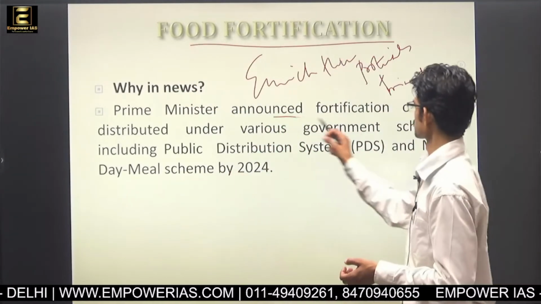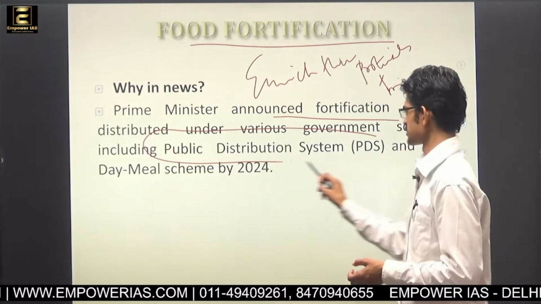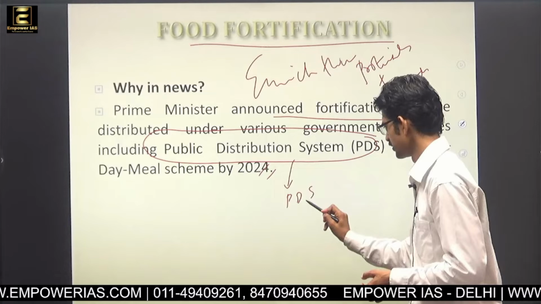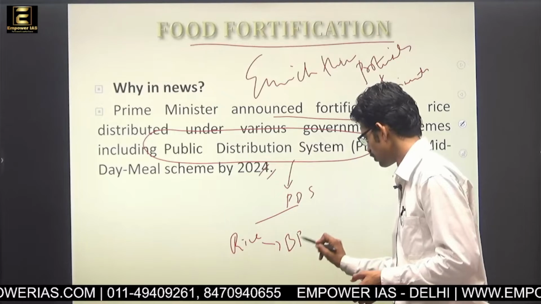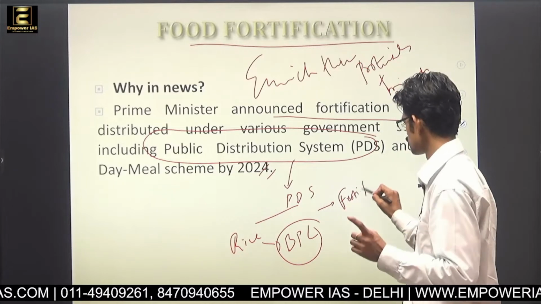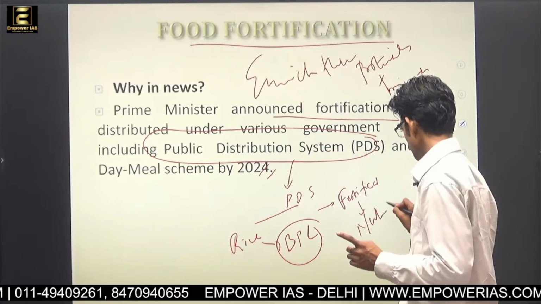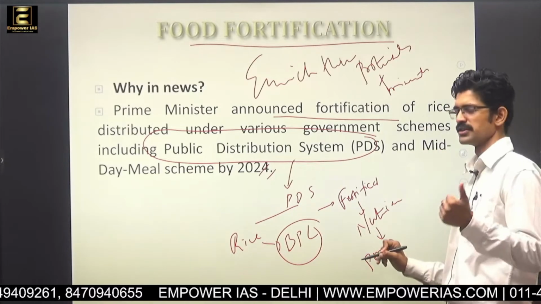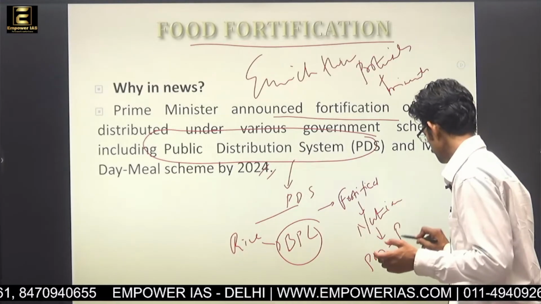So the Prime Minister announced that rice distributed under various government and PDS schemes, such as the midday meal scheme, should be fortified. Whatever rice is distributed in the public distribution system to BPL households should compulsorily be fortified. That is an issue for nutritional development. So there is the PM Poshan Abhiyan. Ensuring nutrition is part of a welfare scheme under the Directive Principles of State Policy. So for that, the PM Poshan Abhiyan was brought in.